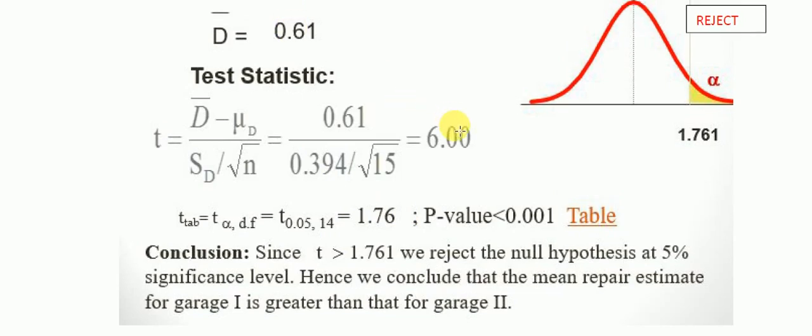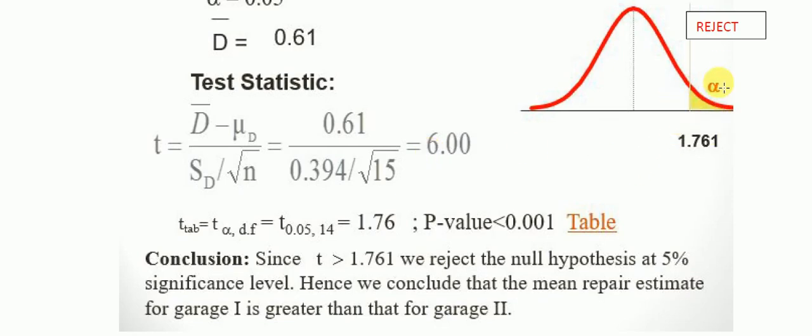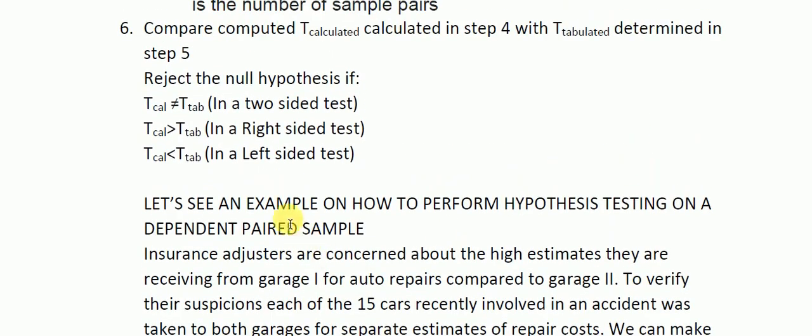So now we have these two values. We have the value for t calculated, which is 6. Then we have the value for t tabulated, which is 1.761. Now we are supposed to compare both of these values, as we can easily recall that in all hypothesis testing we are comparing the value of t calculated and t tabulated in the end to find out whether we are supposed to reject the null hypothesis or not. If you can recall, this is a right-tailed test. We have already discussed that in a right-sided test we reject the null hypothesis when t calculated is greater than t tabulated.